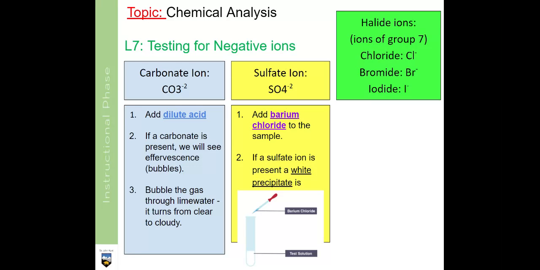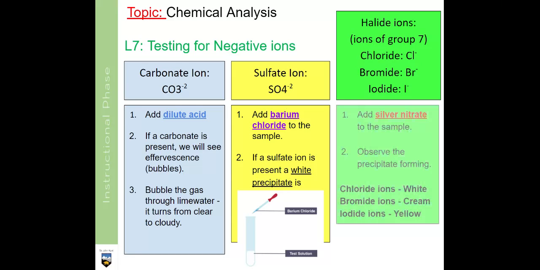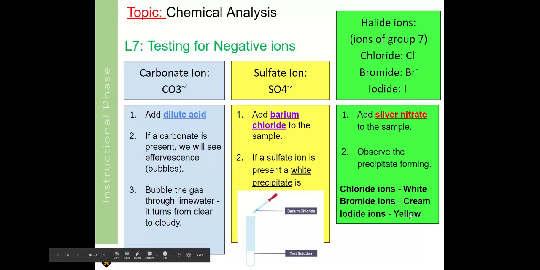Now, with halide ions, we add silver nitrate and then we observe if a precipitate forms. We look for a solid forming in the solution. Now, when we add silver nitrate to our sample, if the sample gives a white precipitate, we know that it's chloride ions in the sample. If it gives a cream precipitate, we know it's bromide ions in the sample. And if it gives a yellow precipitate, it must be iodide ions in the sample.